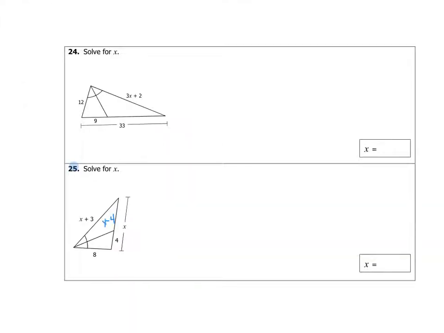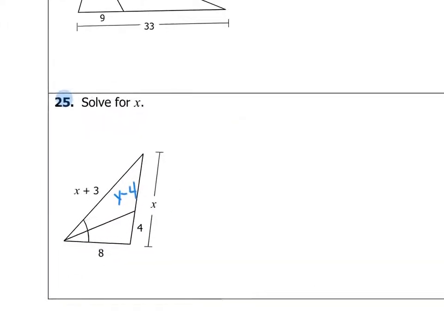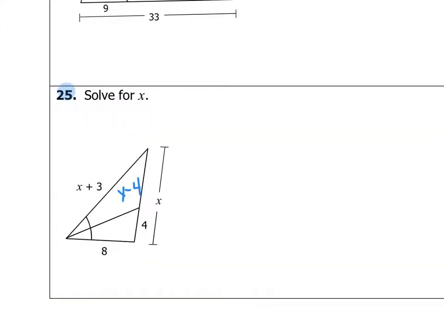And lastly, number 25. We're solving for x. You have 8 and 4, x plus 3. This part here would be x minus 4. Since the whole thing's x, you subtract this part, which is 4. So that's what this guy here is. Set up your proportion and solve. Again, if you have questions, make sure you ask.